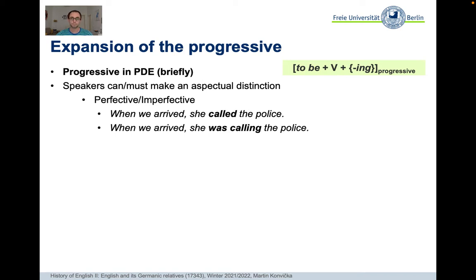And now if we focus on the event of calling the police, we can either interpret it as something that ended, right? She called the police. Or we can interpret it as that it was still not finished when we arrived, right? That's why we use the -ing form, the progressive.